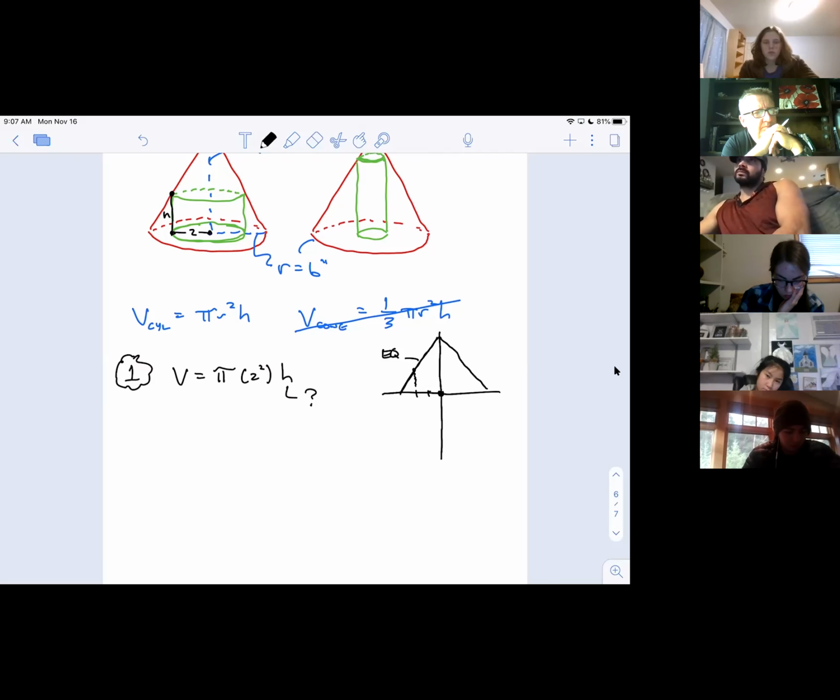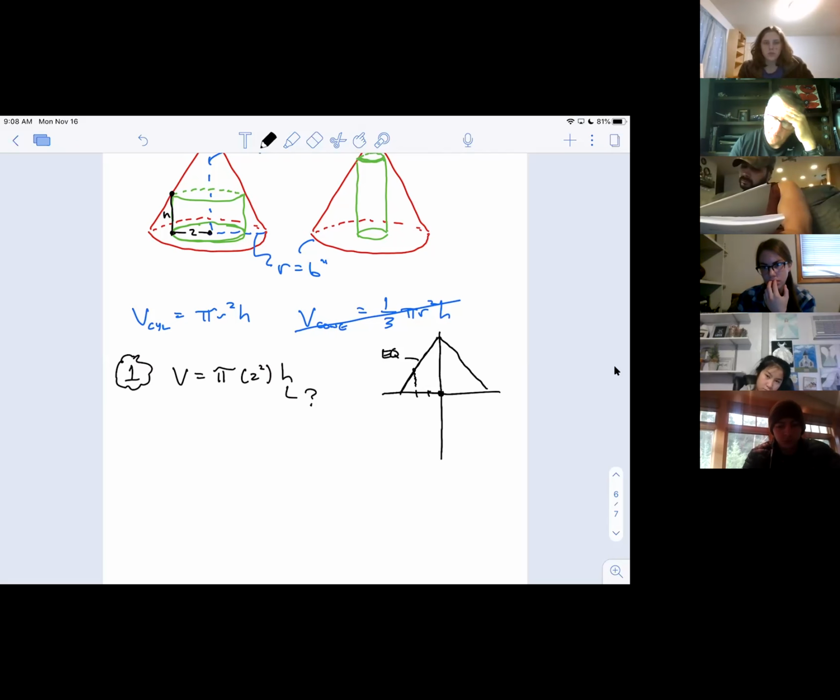x would have to equal x plus 6 because it's offset 6 to the left. Yeah, so what does it take to know the equation of a line?